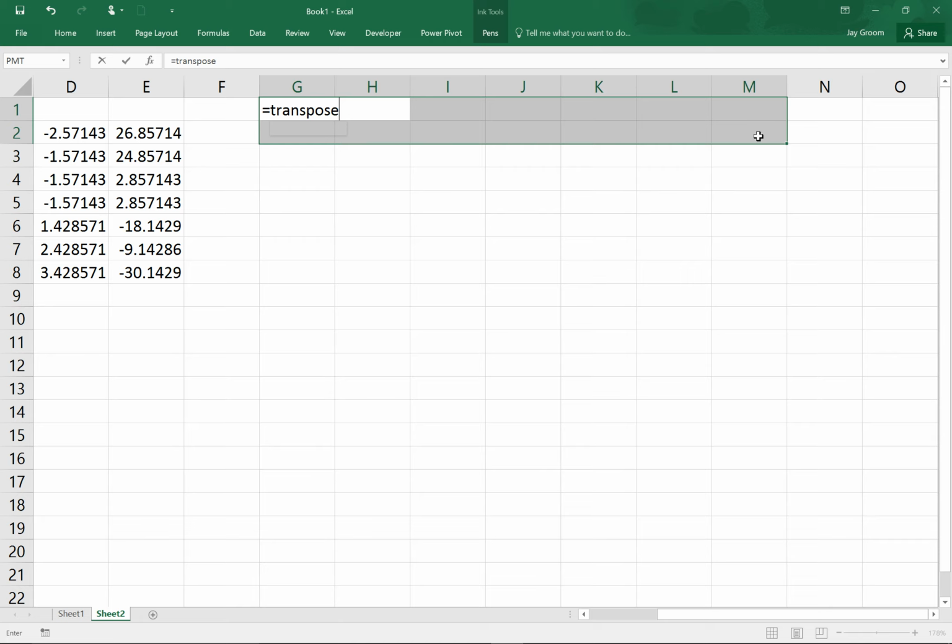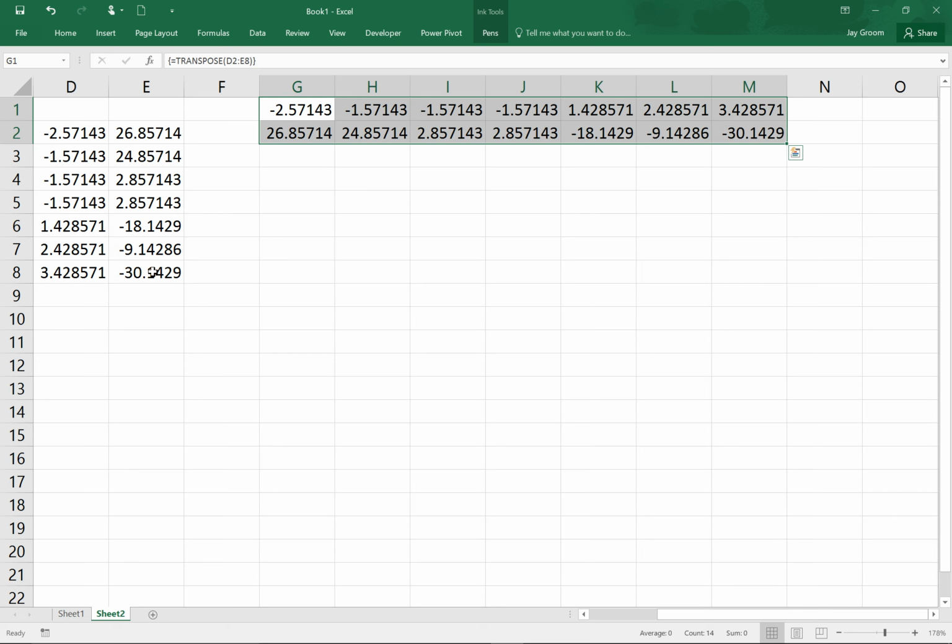Oftentimes, and I'm going to show you in the computer in a few minutes, how you can get what I'm going to show you right now in a different way, quite honestly. Now, you have to press Control Shift Enter to do what I'm doing. Boom. It just transposes the entire matrix. It treats it as one unit when you do that.